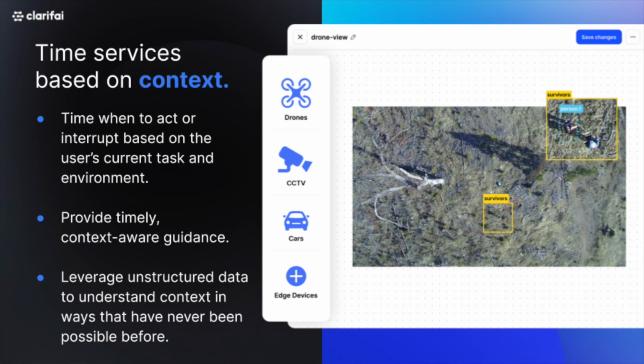You do want to be able to send alerts to controllers at appropriate times. So if you have a drone going off into places that are difficult for people to reach and they see a potential signal for a person, you are going to want to set up an alert of some kind so that you can get timely, context-aware guidance for rescuing this person. And then just to comment again on the nature of unstructured data and how powerful this is going to be in terms of context awareness.